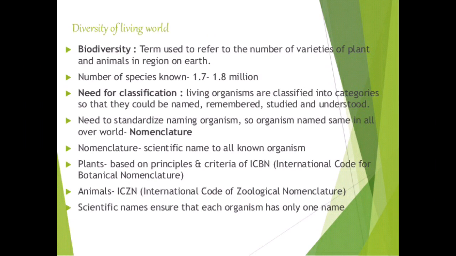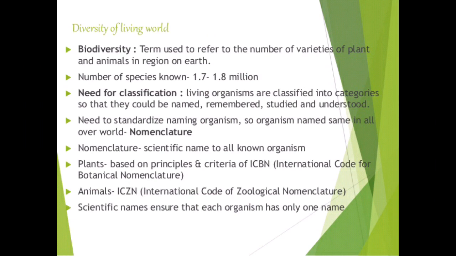Now see the diversity of the living world. What is diversity? It means different forms. If it is in biology, meaning the living, that is biodiversity, a term used to refer to the number of varieties of plants and animals in a region on earth. The number of species known is about 1.7 to 1.8 million species on this earth.